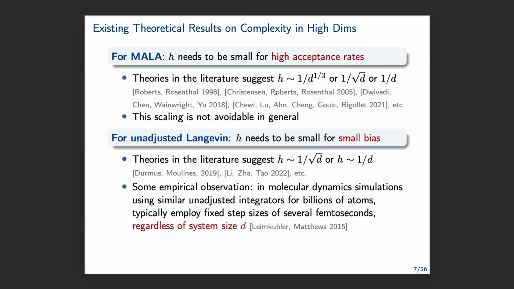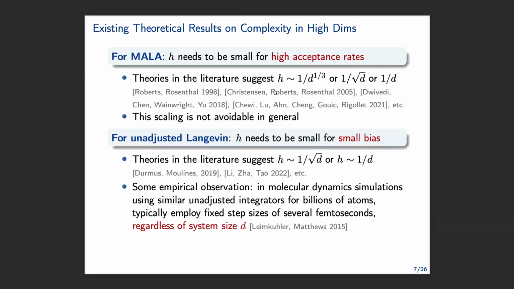Indeed, there are some empirical observations I learned from those molecular simulation books. In those molecular dynamics simulations, they deal with similar sampling problems, but their potential may be much more complicated than the potential covered in the theory above, because there are many physics interactions there. So they use very similar unadjusted integrators. They use unadjusted HMC for billions of items. But there, they typically employ a fixed step size of about a femtosecond. Basically, this step size makes the unadjusted Langevin stable.